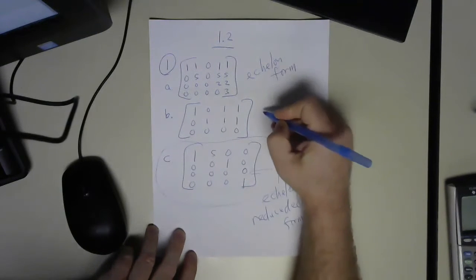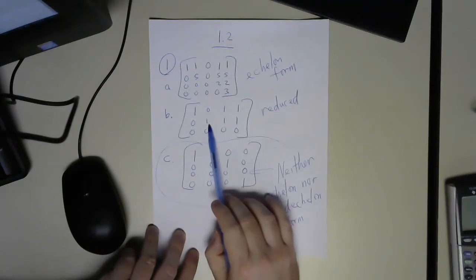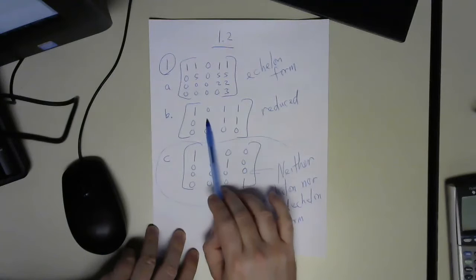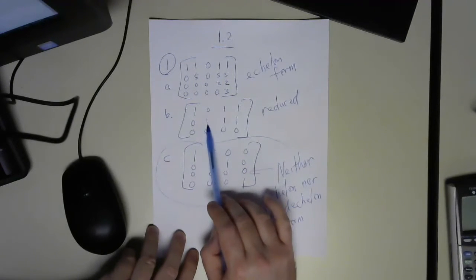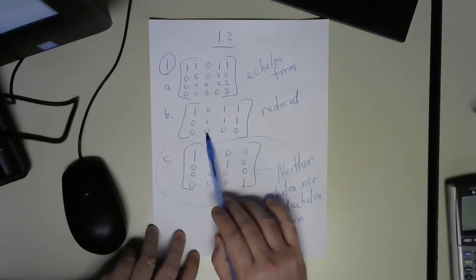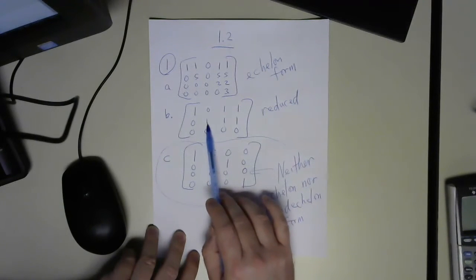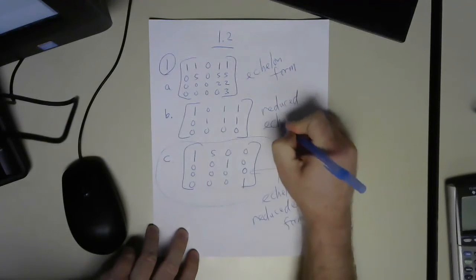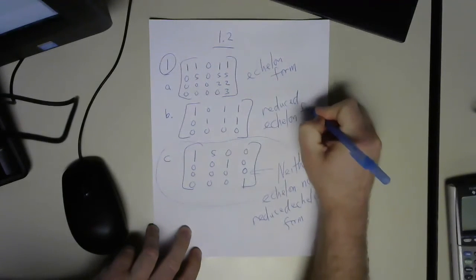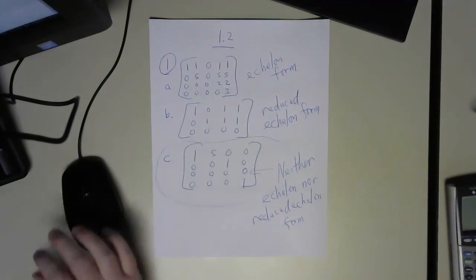But it is in reduced echelon form because not only are there only zeros below this one, there are only zeros above that one also. So all the leading entries have to be 1, but the extra condition for reduced echelon form is that in that column, you can only have zeros except for that leading number being a 1. So this one is in reduced echelon form. So you might have to look at the PowerPoints just to get the definitions down, but that one is in reduced echelon form.